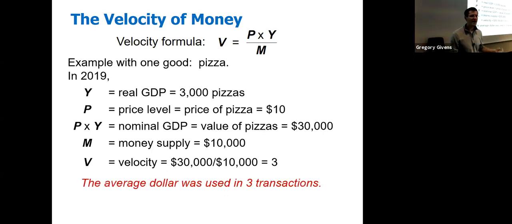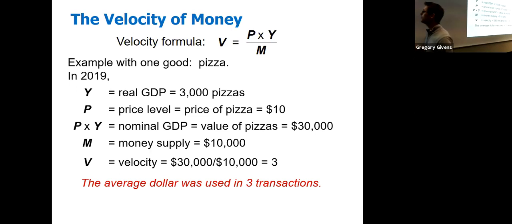In other words, the average dollar in our economy was used in 3 transactions during the year 2019. Make sure you understand this interpretation. Think about this for a second. In order for $30,000 worth of pizzas to be sold this year, when the supply of dollars is only 10,000, each dollar must have swapped hands between buyer and seller an average of 3 times during 2019. That's how quickly money is circulating around the economy.